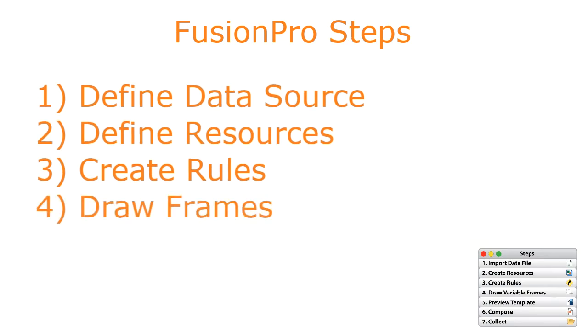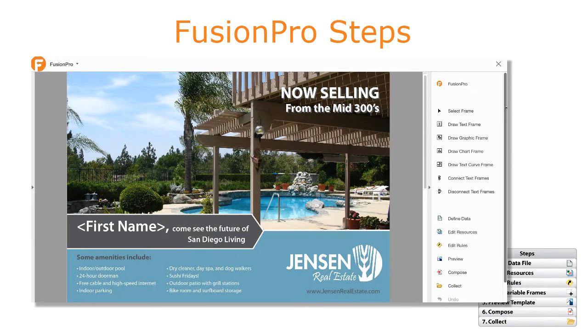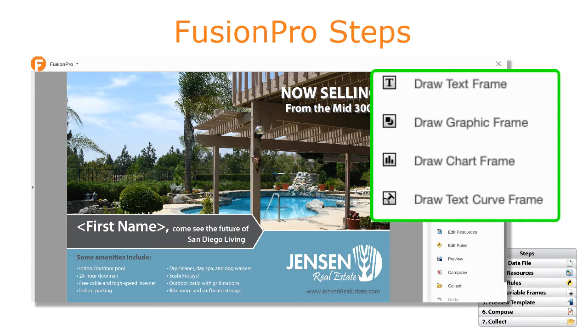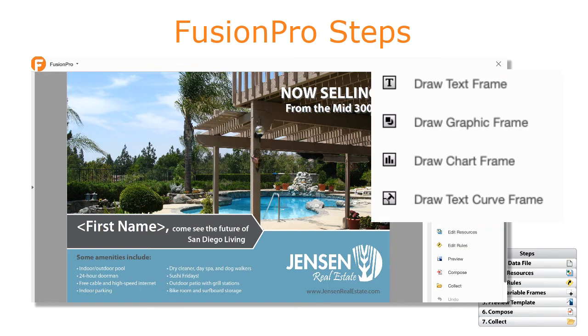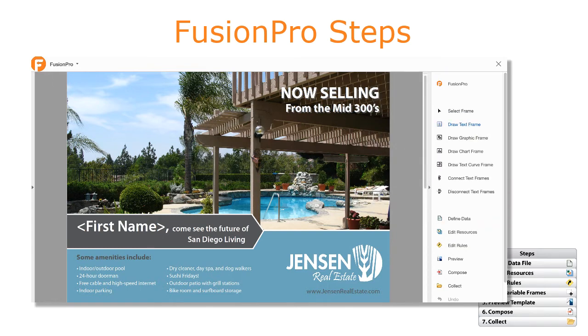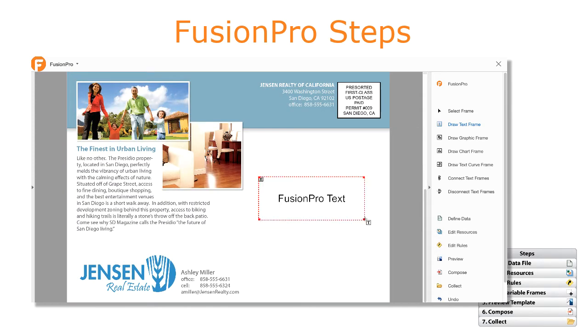The fourth step is to draw in the variable frames. Each frame uses a tool respective of the type. There's a text, graphic, text on a curve, and a chart frame tool. When you start with the PDF, those frames are added, positioned, and adjusted on top of the PDF base art.